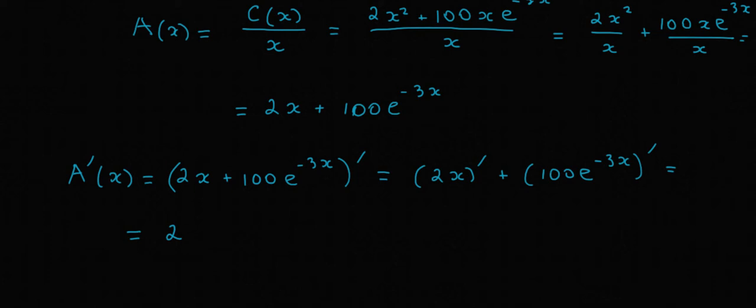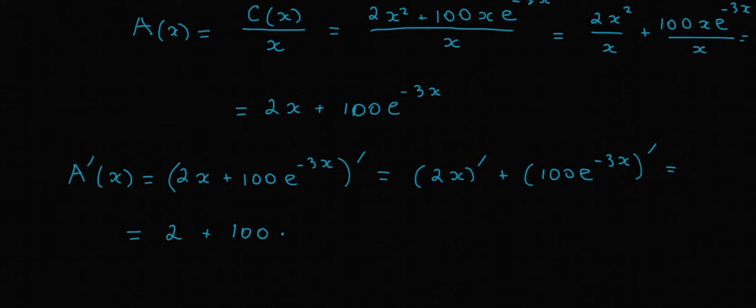And then the derivative of the second function, here it gets a little bit more complicated, but not too complicated. We have an exponential function, but the exponent is not x, it's negative 3x. So what we need to do here to calculate the derivative of this function is to use the chain rule and the known derivative of an exponential function. And so what we're going to get is 100 times the derivative of e to the power negative 3x.